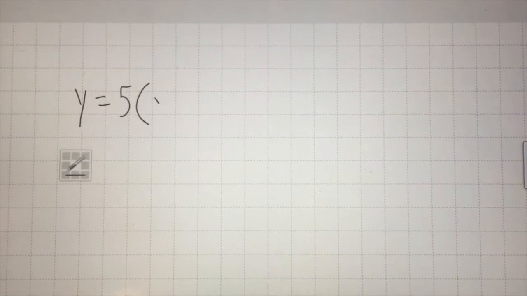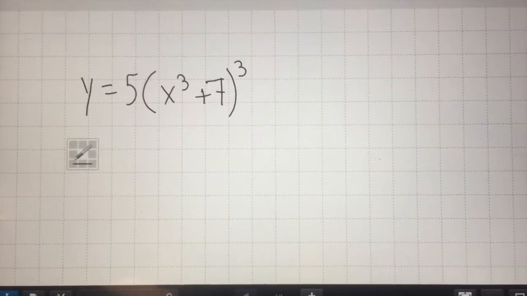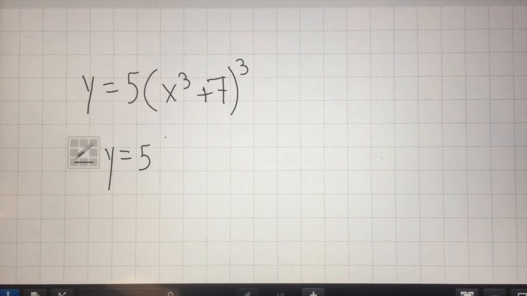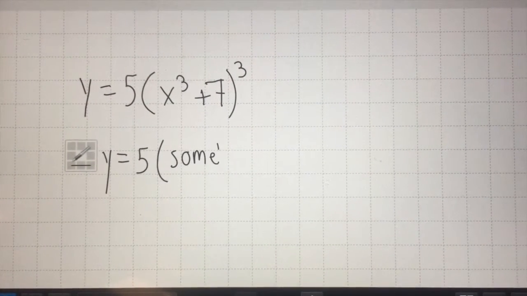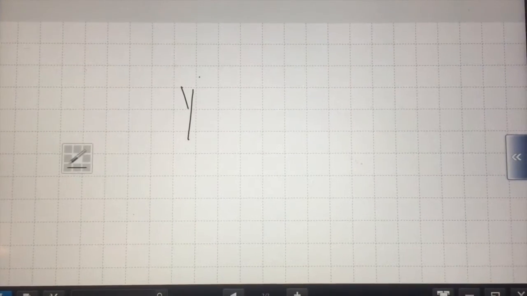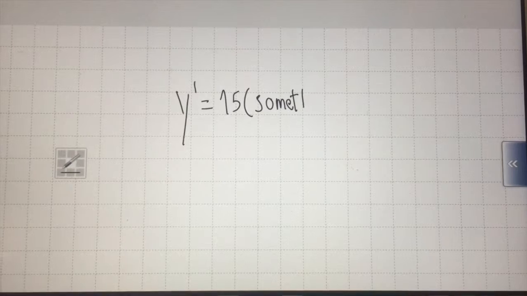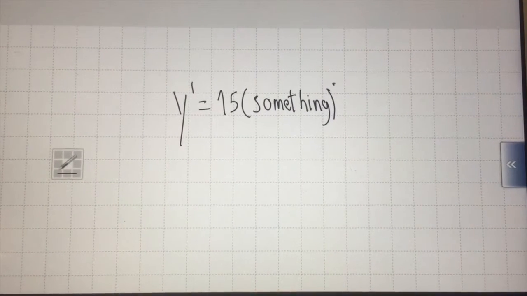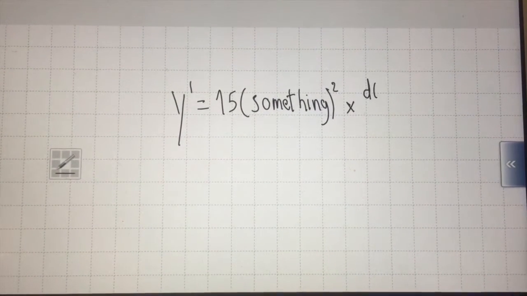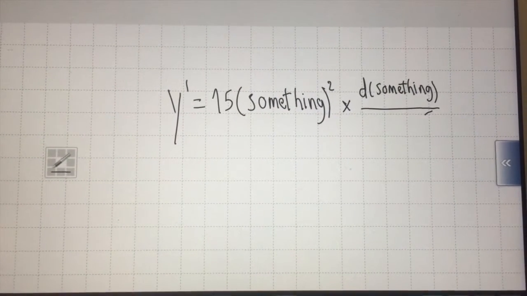To better understand the chain rule, take the following formula. Consider 5 times the bracket cubed to be the outside function and x cubed plus 7 to be the inside function. Replace the inside function by something. When calculating the derivative, calculate the derivative of the outside function while maintaining the inside function untouched as something, and multiply that by the derivative of the inside function, which in this case has been replaced by the word something.